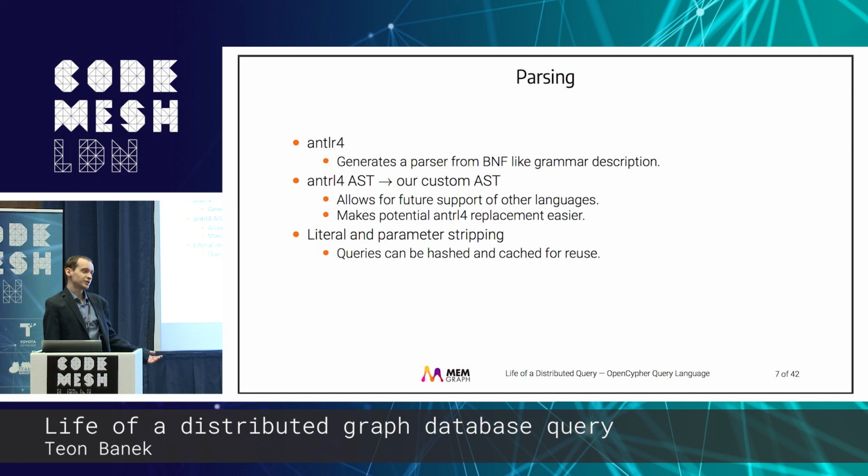Also, we can support other languages which may have semantics similar to OpenCypher, so we can map it to the AST. And after that, we will strip out all of the literals and parameters in the query. This allows us to have a uniform structure of a query and use it to hash the query, store it in a map, which will be used as a cache.